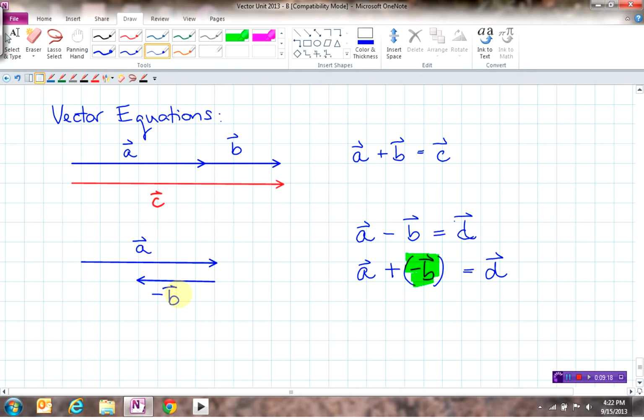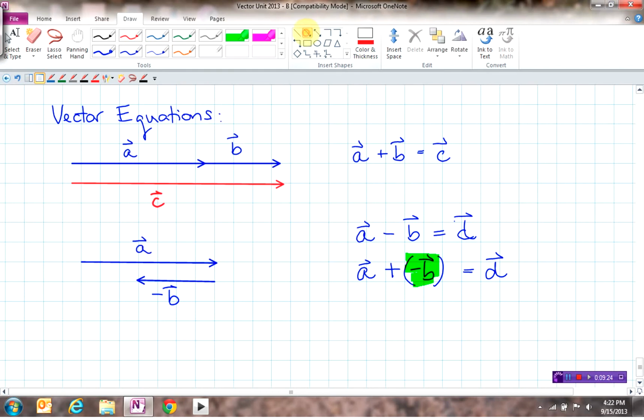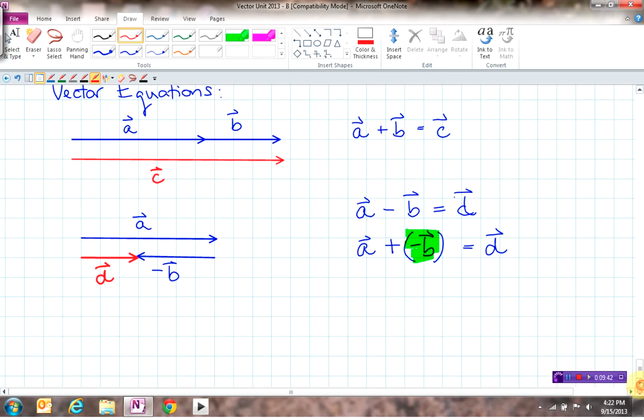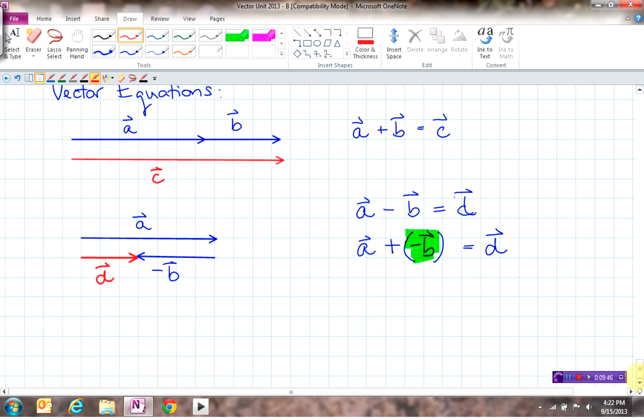And now I hope you can see that the resulting vector now is not the same as before. Here is the resulting vector D right in there. So adding vectors and subtracting vectors are not the same thing. Hope you can get that. Okay. Now let me try another example with you.